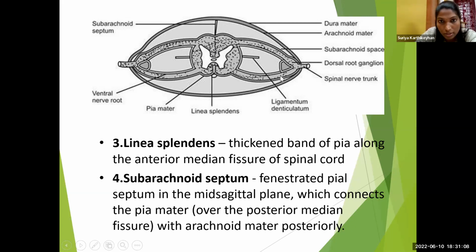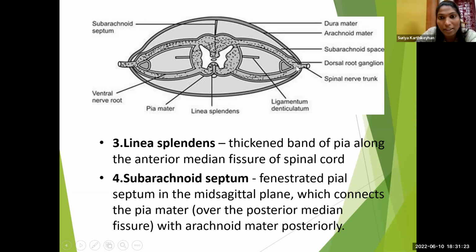What is this? This is the anterior root or ventral root, and this is the posterior root or dorsal root. Both of these are united to form a spinal nerve trunk.